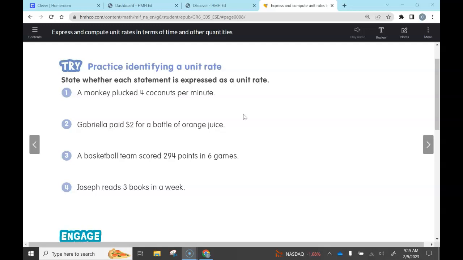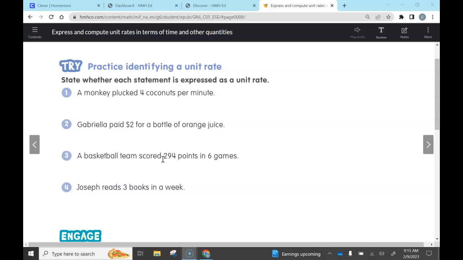Now, an example of something that's not a unit rate, if you take a look at number 3, a basketball team scored 294 points in 6 games. The idea that 294 points is okay, but it's the fact that it's in 6 games, not per game. So that does not make it a unit rate. So that is a non-example of a unit rate. Now, if I were to say that the basketball team scored 49 points per game, then that's a unit rate. So hopefully this helps you understand what a unit rate is.